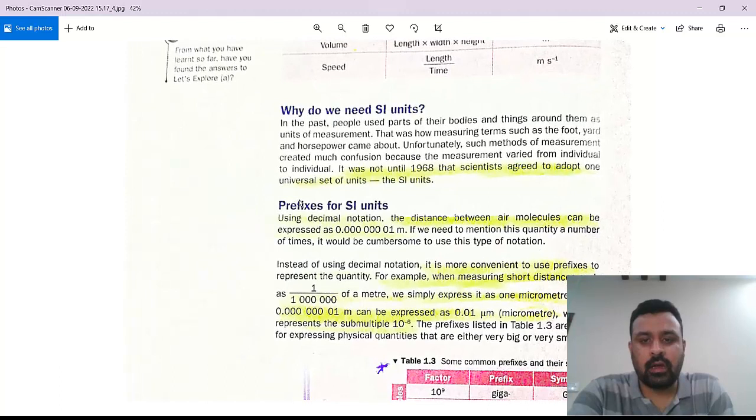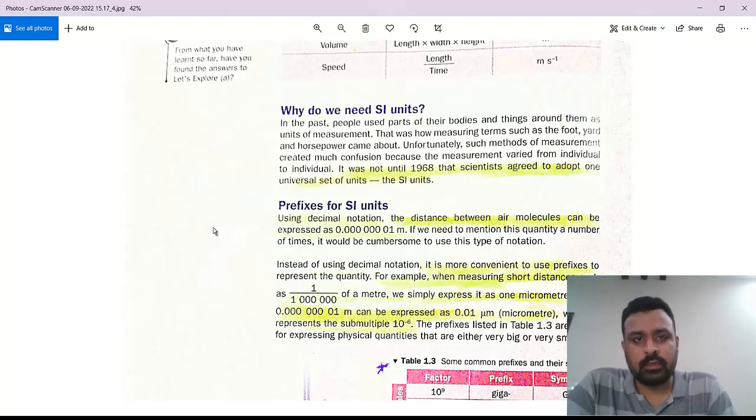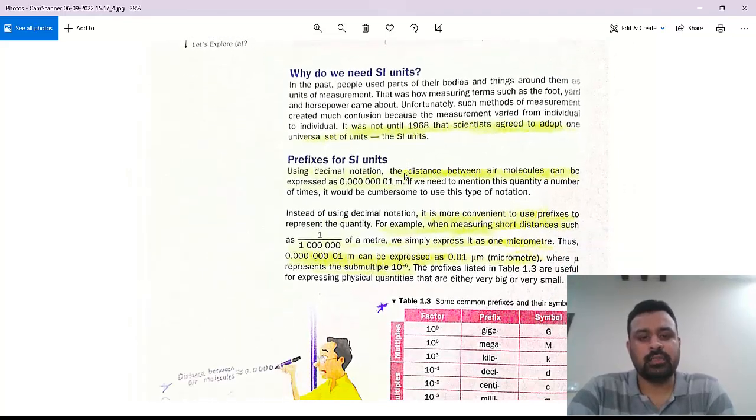So why do we need SI units? SI units are used because there is more than one unit for a single quantity. Like length can be measured in foot, yards, kilometers, meter. So we have managed a system which is applicable throughout the world. It was introduced in 1968. So it is called System International.